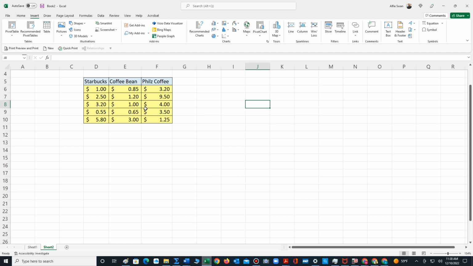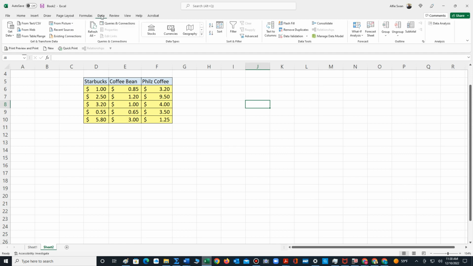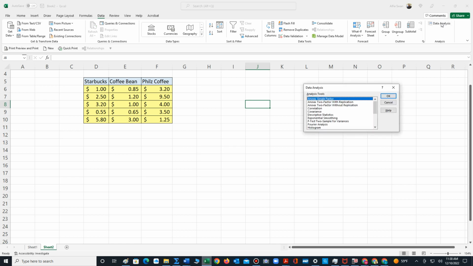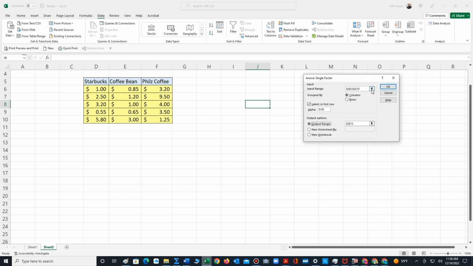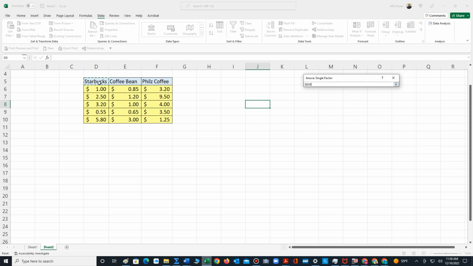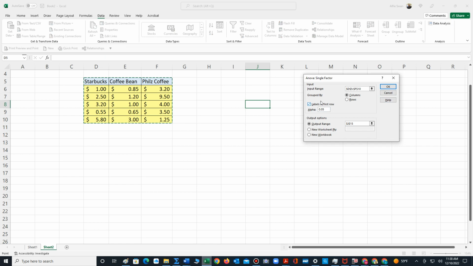We transfer the data to an Excel spreadsheet. We then click on the data ribbon and select data analysis. We choose ANOVA single factor. For the input range, we want to select the entire chart that contains all of our information. I like to group everything in terms of columns. I like the labels and type in the alpha 0.05.